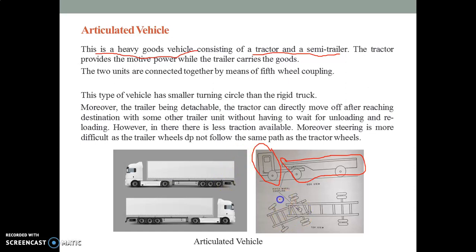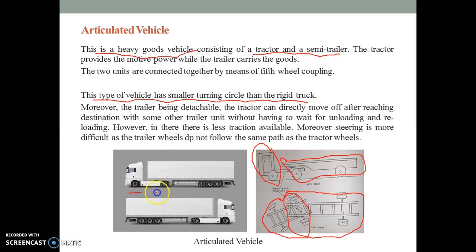So you must be observing this part that while in motion it acts as two different bodies which can be controlled. The front part is generally termed the tractor and the part behind it is called the trailer, which carries the luggage and other utilities. Generally this type of vehicle has a smaller turning circle than the rigid.